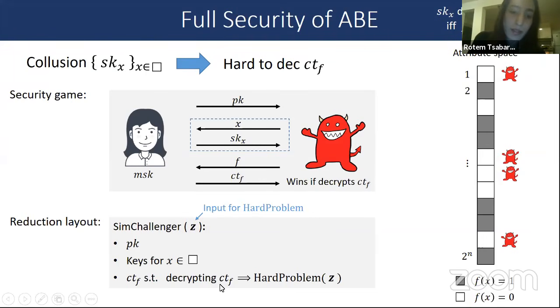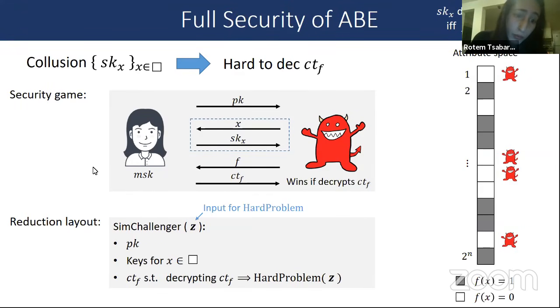So it means that we need to have the property in the simulator that if it is possible to decrypt the ciphertext or to distinguish between encryption of 0 and 1, then this advantage should be translated to an advantage in solving the computationally hard problem. Okay.